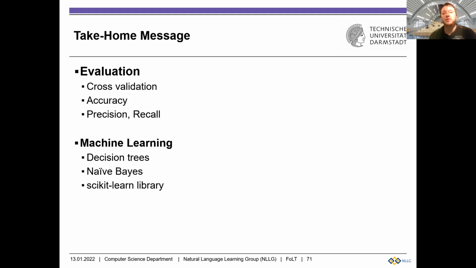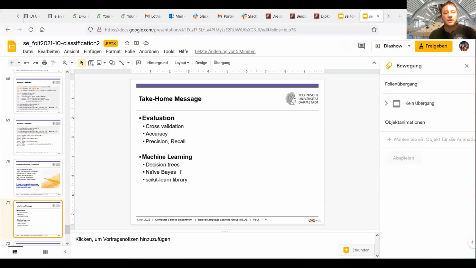The take-home messages, we had two things. The first one was the evaluation. We said cross-validation is a good thing in terms of data sparsity. We then had two evaluation metrics. The one was accuracy. We said it's not good for imbalanced data sets. And we resorted to precision, recall and the combination of those two in the F1 measure. Finally, we had the machine learning data sets where we had 3 different classifiers.